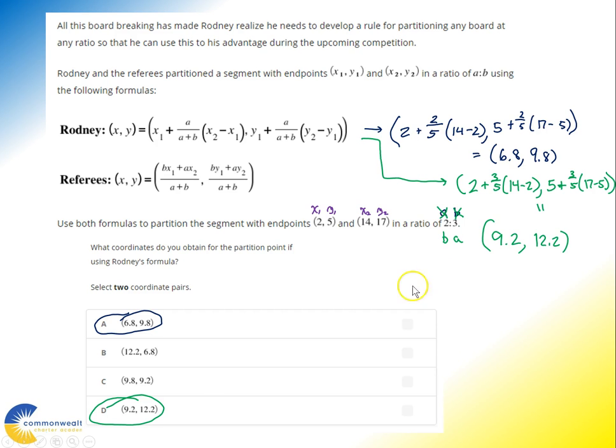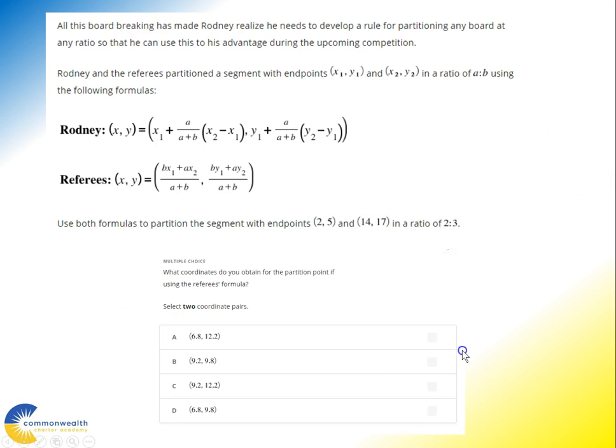So, and that's using Rodney's formula. Let's see what happens if we use the referee's formula. So I want you to use the referee's formula, see if there's any consistency with this or if you get something else, and we'll check with you in a moment.